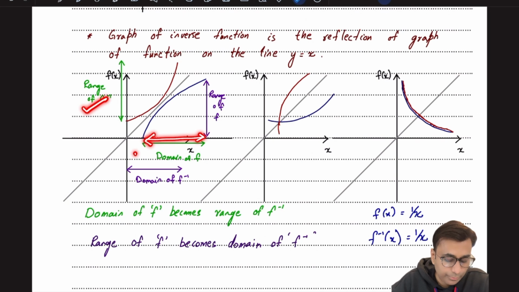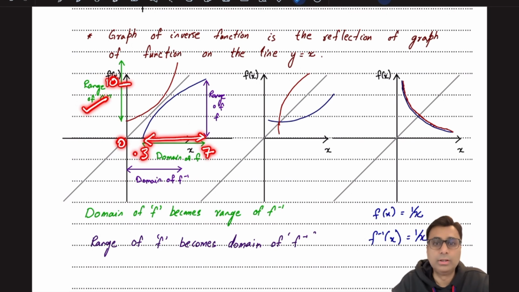Let's say your domain for a function lies between 3 and 7, and your range for a function lies between 0 and 10. Then you will know that once you find the inverse function, the domain will become 0 to 10 and the range is going to become 3 to 7. So that's how you can find out the domain and range of the inverse function directly by looking at the domain and range of the function.